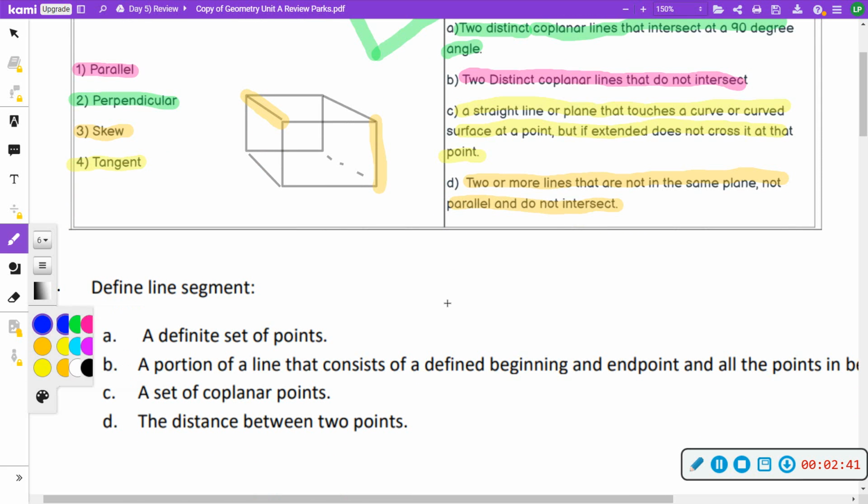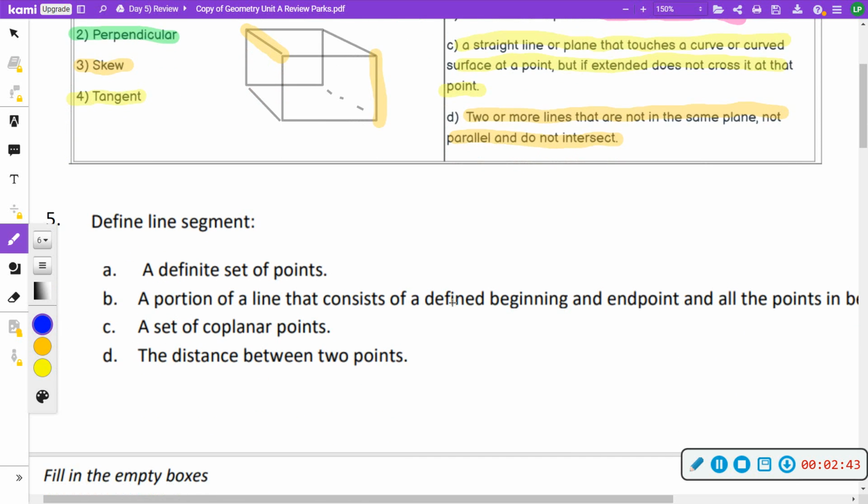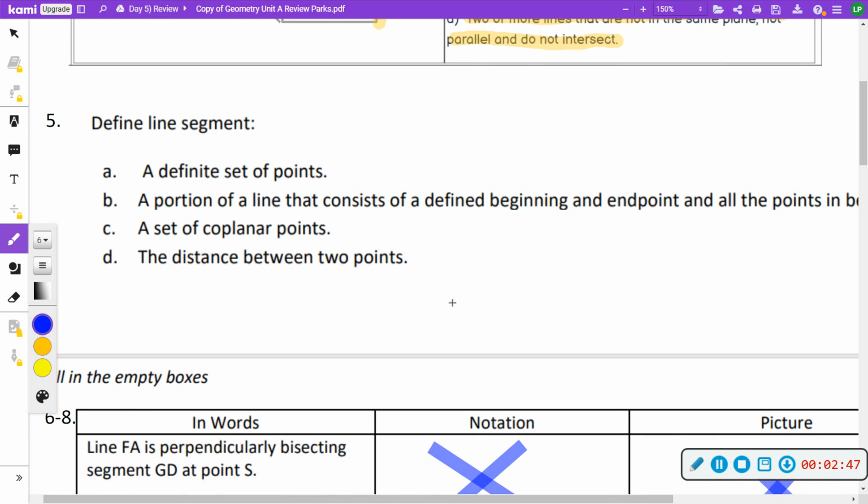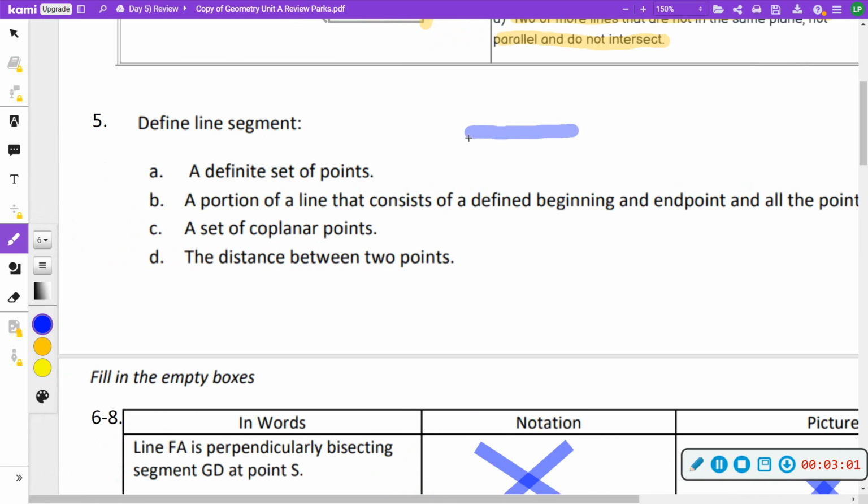Next one. Define line segment. A line segment, so here's an example of a line segment. It's a portion of a line that consists of a defined beginning and a defined ending and all the points in between. So the answer here would be B.